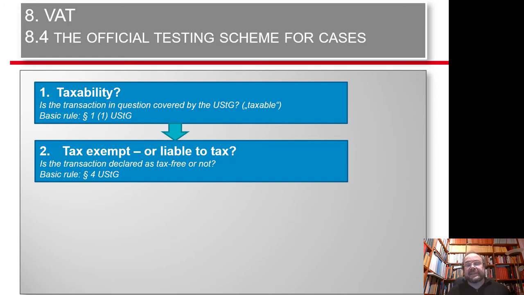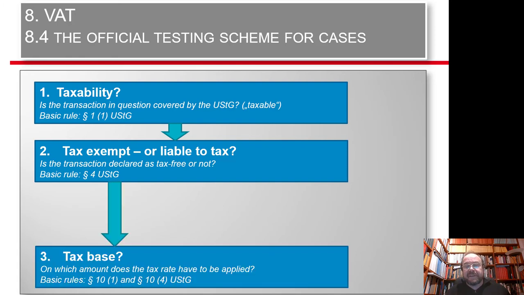Now, when after this step you know that VAT is due, you need to calculate it. So you need a tax base and a tax rate later. But now a tax exemption in the field of VAT is not always a positive thing, because there is a basic rule which says in most cases where you have a tax exempt output transaction, so when your good or service is tax free which you render to others, then you can also claim no input tax refund. And that might be devastating.